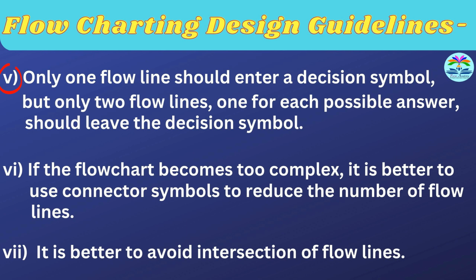Point number five, only one flow line should enter a decision symbol, but only two flow lines, one for each possible answer, should leave the decision symbol. Point number six, if the flowchart becomes too complicated, it's better to use connector symbols to reduce the number of flow lines. Point number seven, it's better to avoid intersection of flow lines.